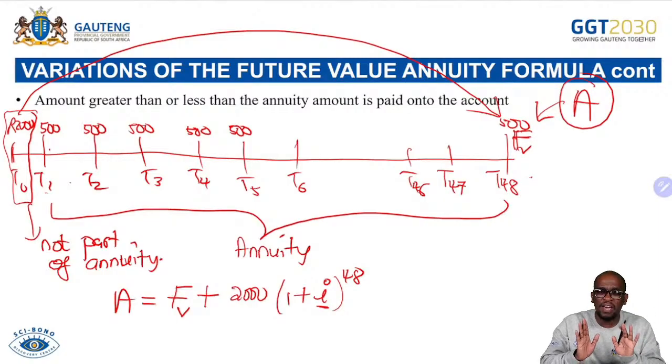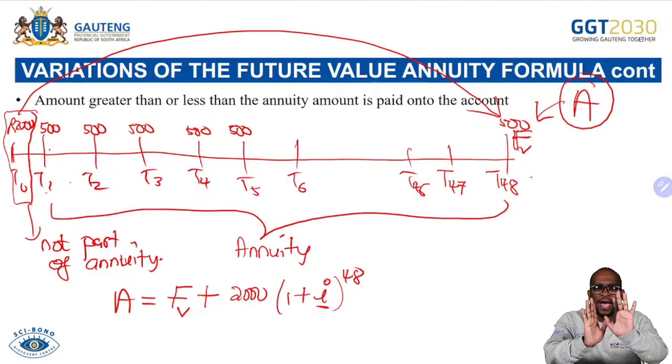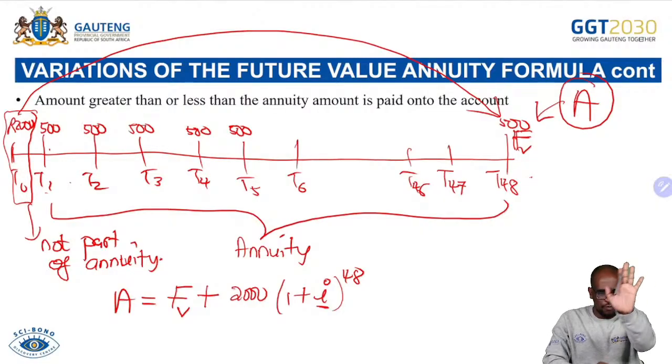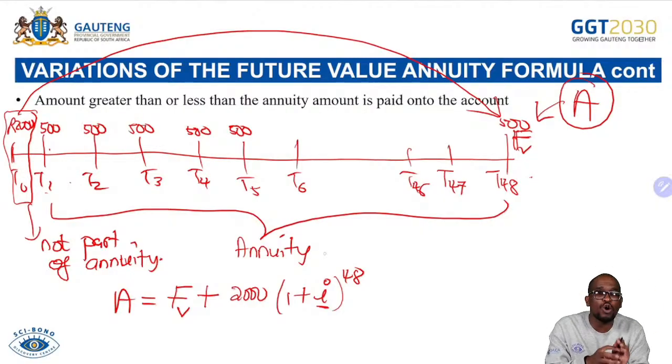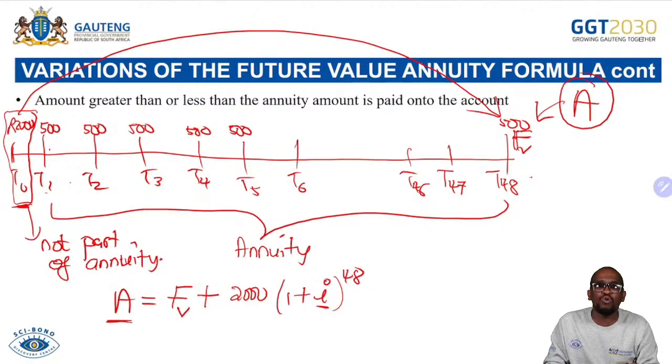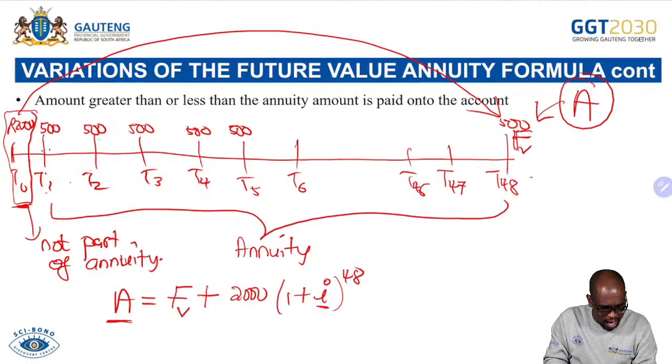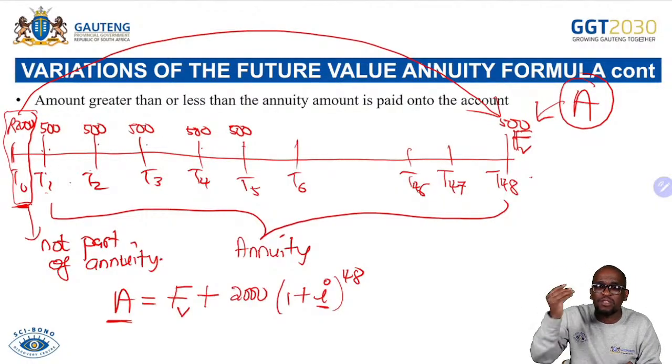So we are now having a new variation where this future value, as a separate formula, is going to also have an amount adjusted to it. So the money that you're going to get, which is A, will be the future value of the annuities that were made. These are the annuities that we are talking about, the 500.